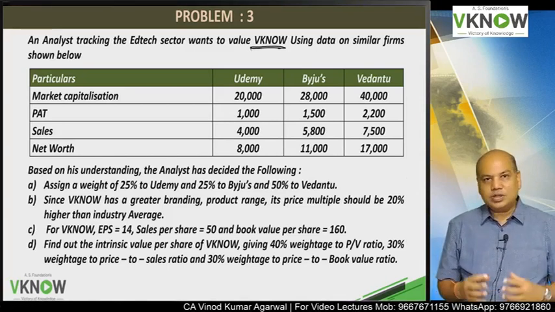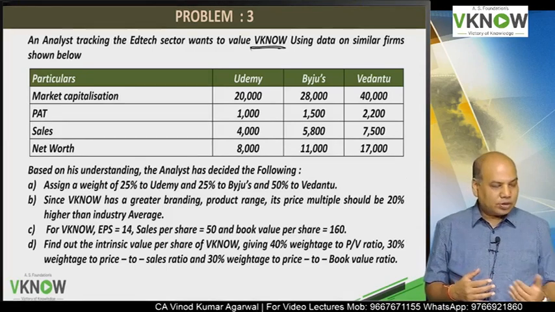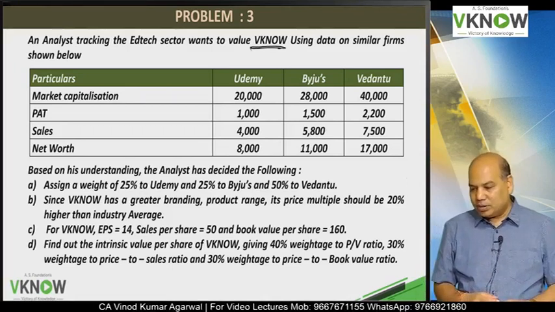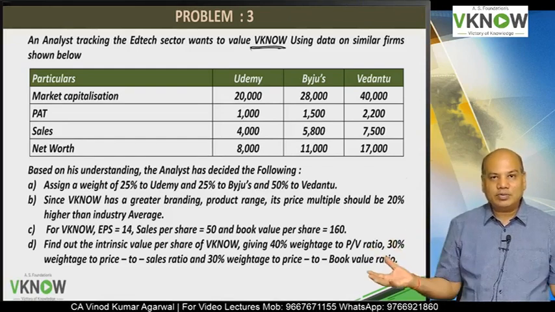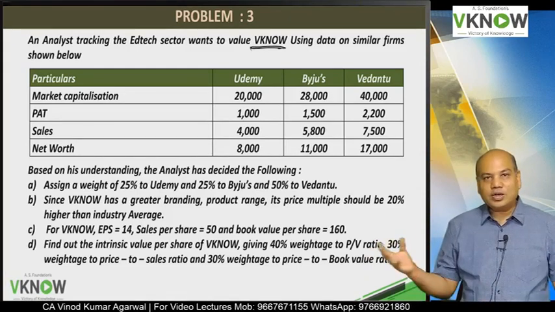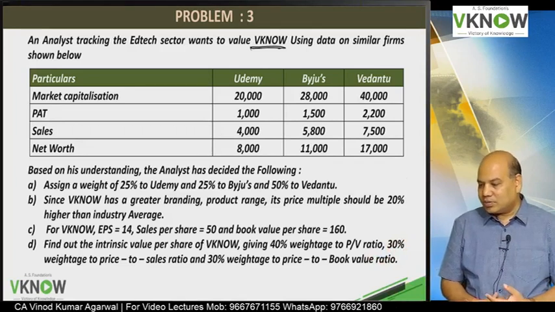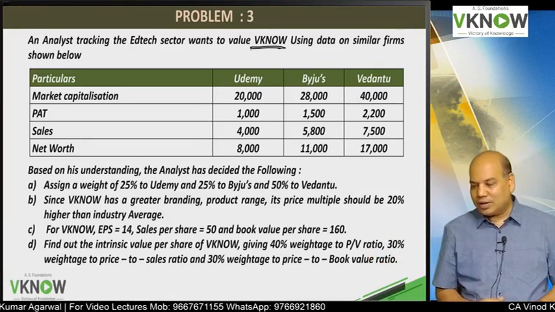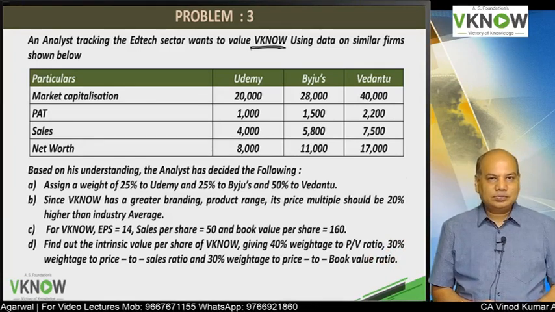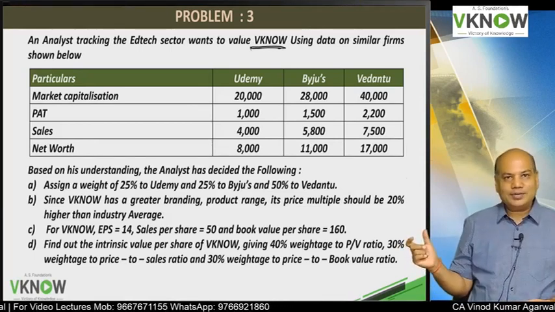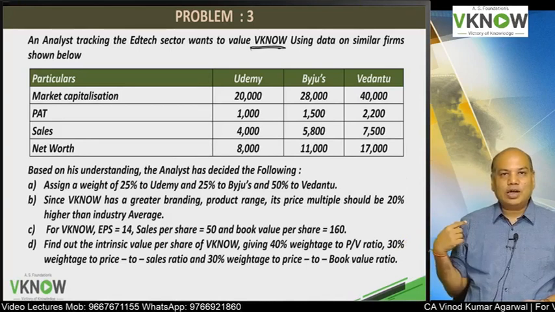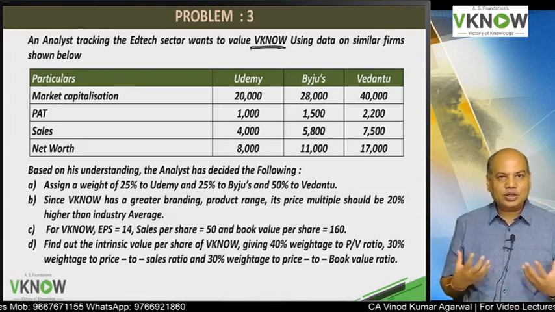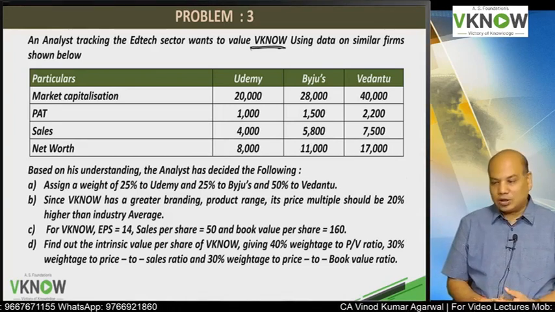That means this time I will not take a simple average. In question number 1 we had taken a simple average. Here we will take a weighted average. Point B: since We Know has greater branding and greater product range, its price multiple should be 20% higher than the industry average. So whatever weighted average you get, for the valuation of We Know you will have to add 20% to that, because it has better branding and a higher product range.